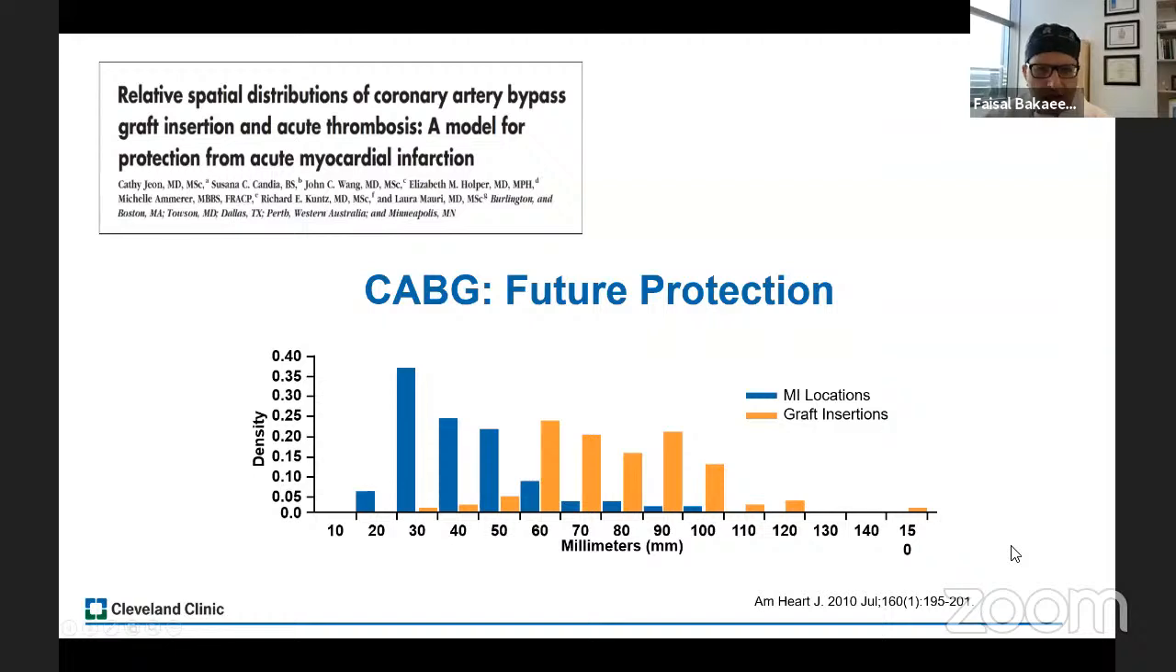So why is CABG superior to PCI? Well, it's all to do with the anatomy and physiology. This nice study from Boston shows that the MI location in blue, usually the culprit lesion in the vessel, occurs in the first 5 centimeters. So they're all here, the blue colored bars. But when you do a bypass, you usually go beyond 5 centimeters. So you basically provide the field effect. In other words, you don't only protect them from the current culprit lesion, but you prevent them from potential future culprit lesions.